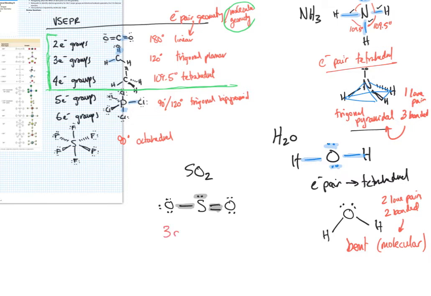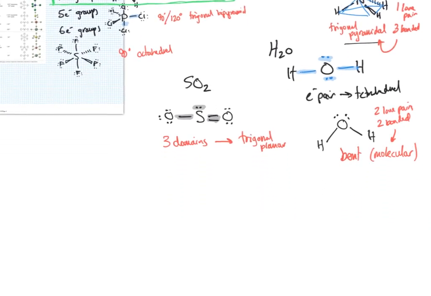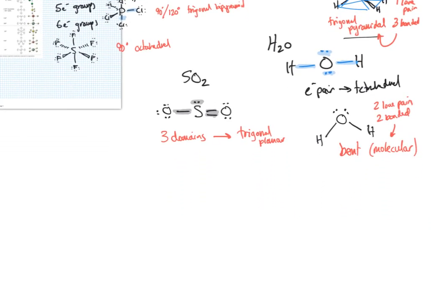Three domains means trigonal planar. And the real Lewis structure looks something like this. Sulfur, a set of lone pairs, an oxygen, and an oxygen.